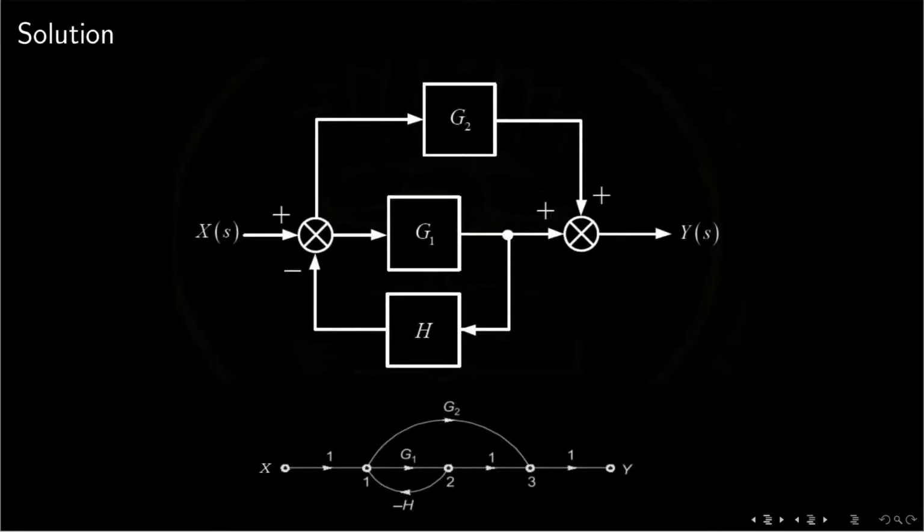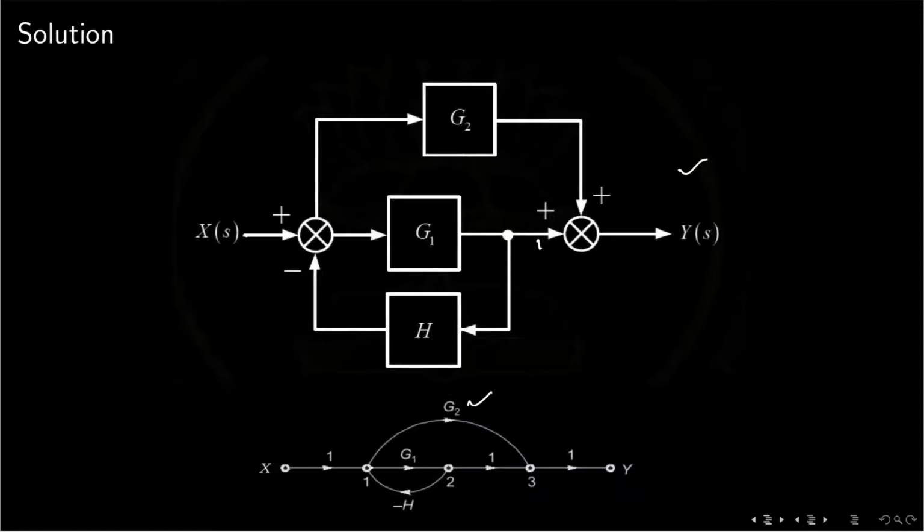The given block diagram is shown here. We will transform it to the equivalent signal flow graph. So input X transforms to X here, output Y transforms to Y here. From here we have a forward path G2. Again we have a forward path G1 and 1. So we write G1 and 1.